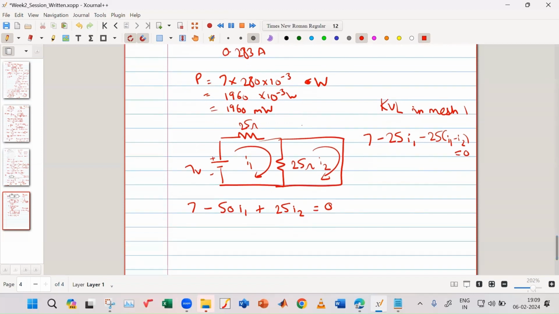Now we will apply KVL in mesh 2. From here to here it is 0 volt, there's no voltage, so nothing. So going from here to here, it is minus 25 into (I2 minus I1) equal to 0. So what do I get from this? That means my I2 should be equal to my I1.